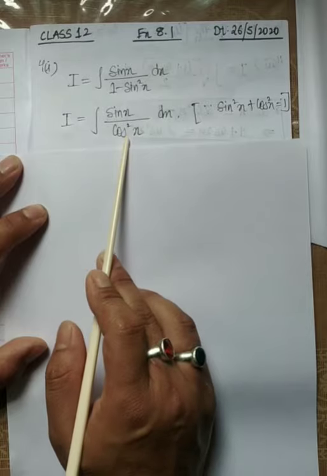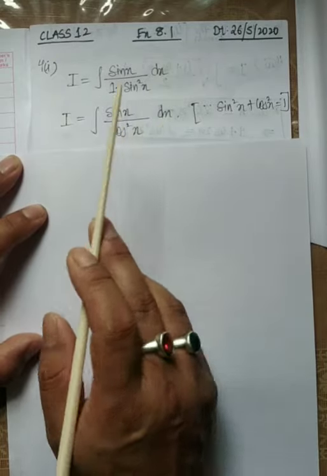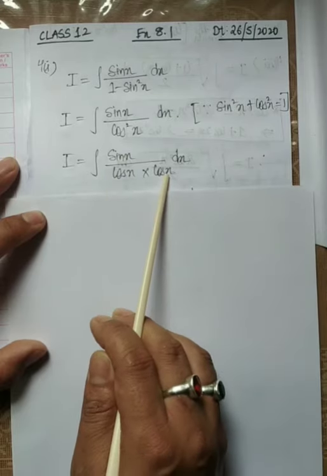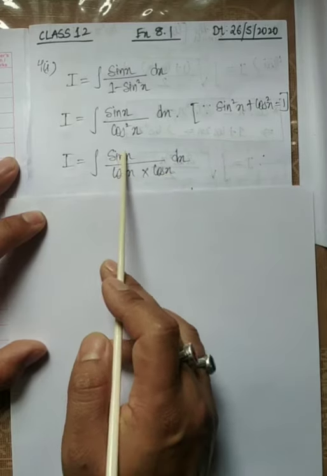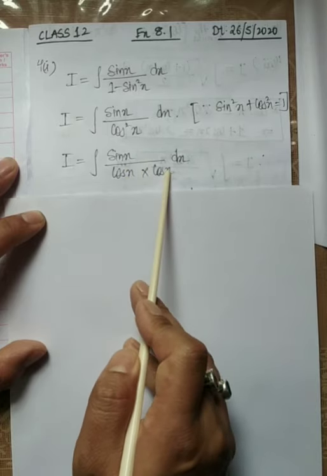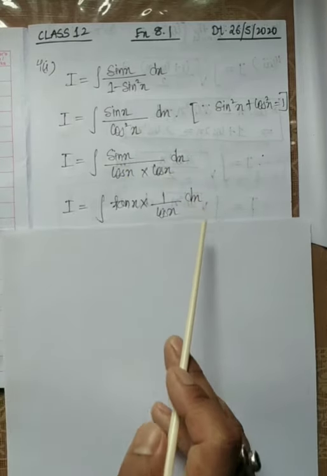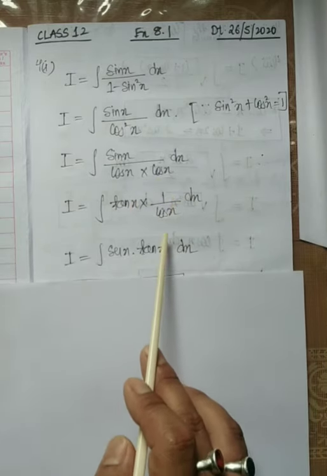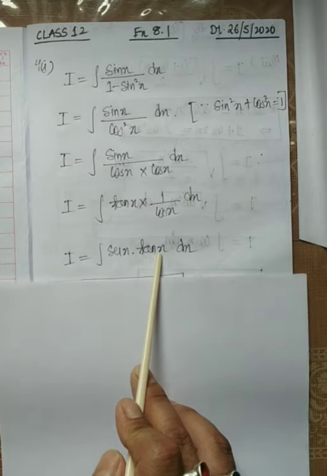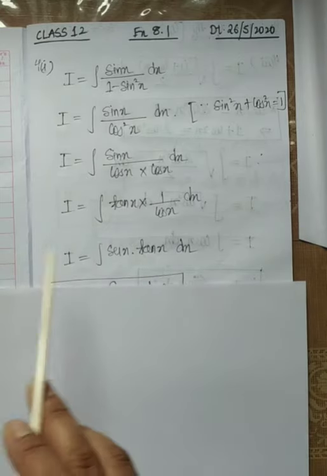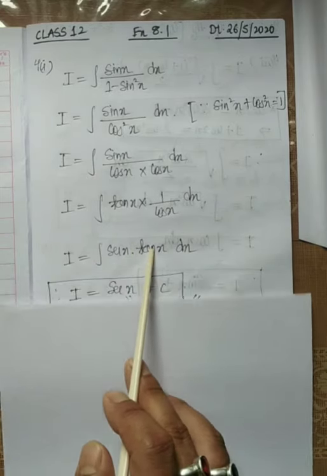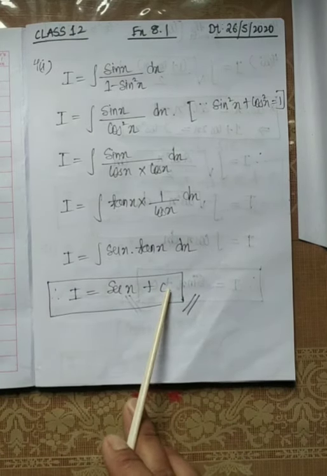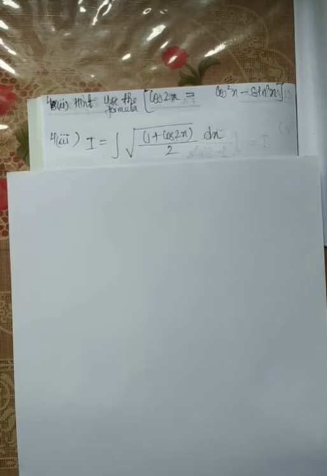Now this cos square x I can write as cos x into cos x, isn't it? Sin x divided by cos x into cos x. Now what will I do? Now I'll separate. Sin by cos is tan, into 1 by cos, which is sec. So hence we get tan x into 1 by cos x, and 1 by cos x is sec x, so sec x into tan x. And I've given the formula, formula number 9: integration of sec x into tan x is sec x plus c. I hope you're clear with this. Pause the video to note down and practice it properly.